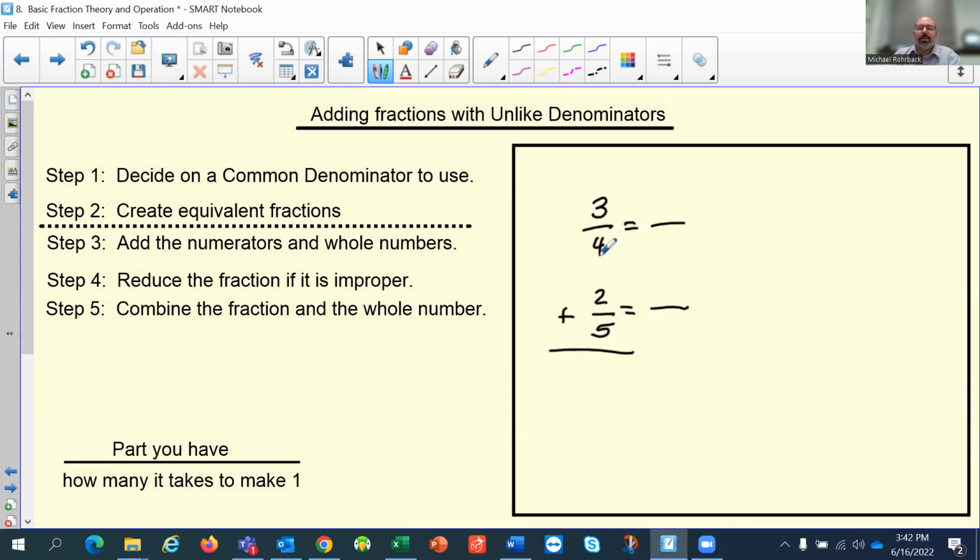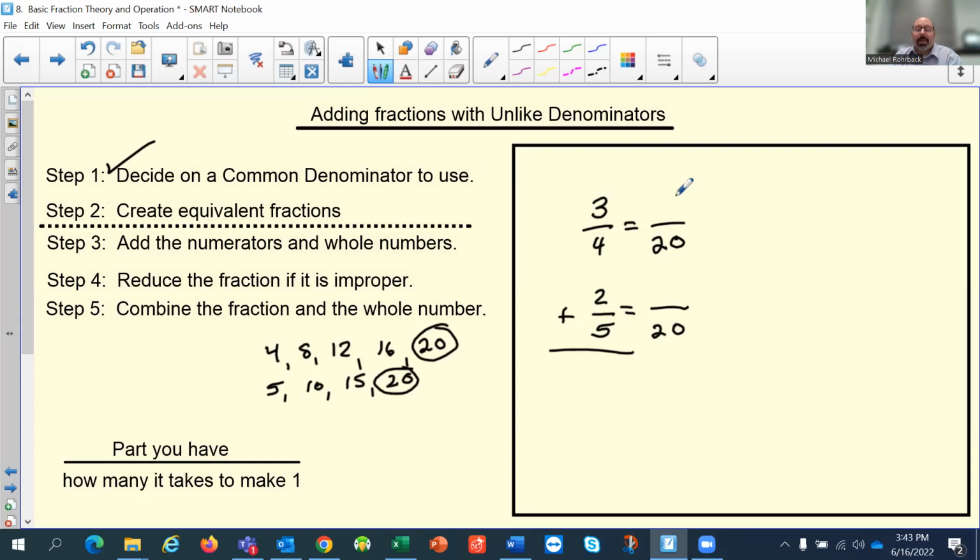So what's the first number that 4 and 5 are both going to multiply into? Well, 4 is 4, times 2 is 8, times 3 is 12, times 4 is 16. I don't see anything there that helps. Times 5 is 20. 5 would go 5, times 2 is 10, times 3 is 15, times 4 is 20. And there you go. So the first number that they're both going to multiply into is 20. So 20 is going to be your common denominator. Step 1, check. We decided on the common denominator to use.